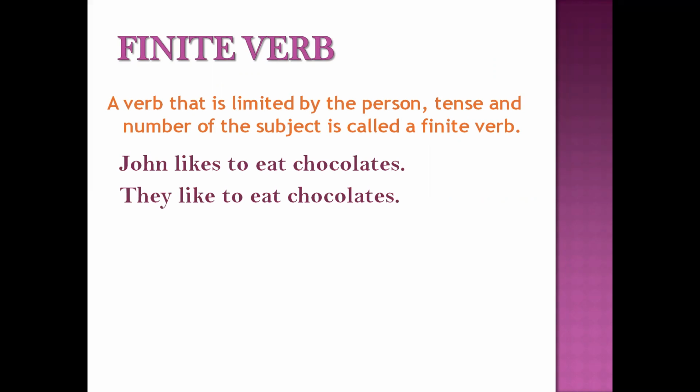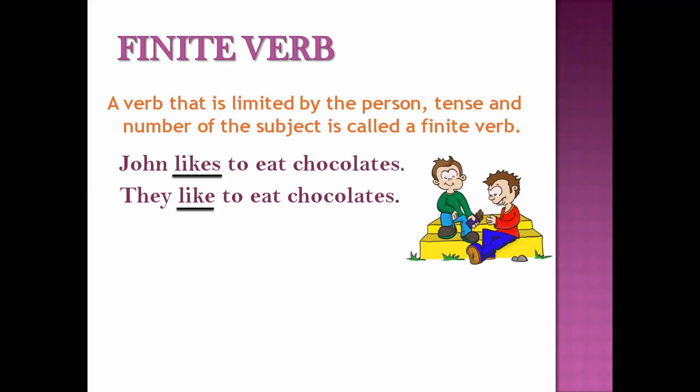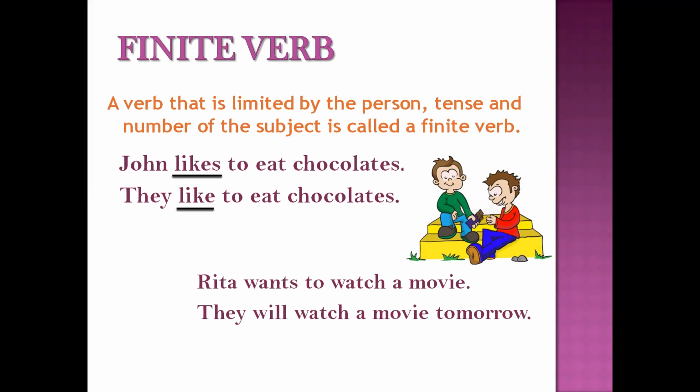John likes to eat chocolates and they like to eat chocolates. Here, the verb is changing as per the number of the subject. Rita wants to watch a movie. They will watch a movie tomorrow. Here again, Rita is singular, so we have used a singular verb. Here, they is plural, and along with it, we are using the verb in simple future tense. So the verb is changed according to the tense and the number of the subject. So, here, we are working with finite verbs.